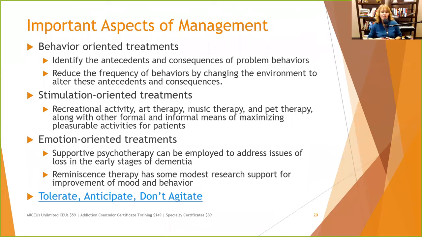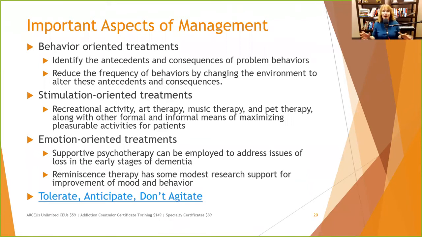And reminiscence therapy, which has some modest research support for improvement of mood and behavior, because a lot of times people can remember stuff from 15, 20 years ago, even if they can't remember stuff from last week. So if they think about the good times, it can help improve their mood and behavior. The key words you want to remember in managing people with cognitive impairment are tolerate, anticipate, don't agitate.